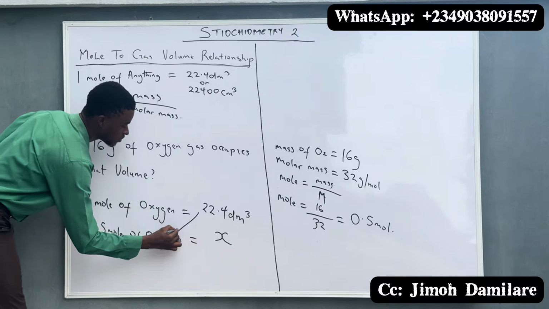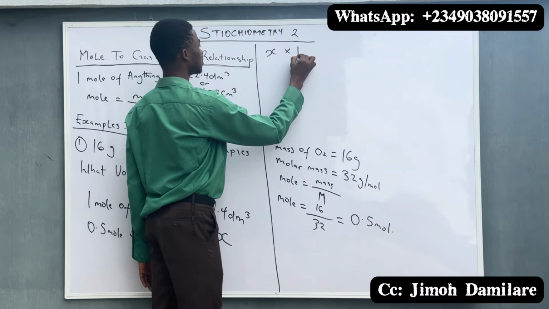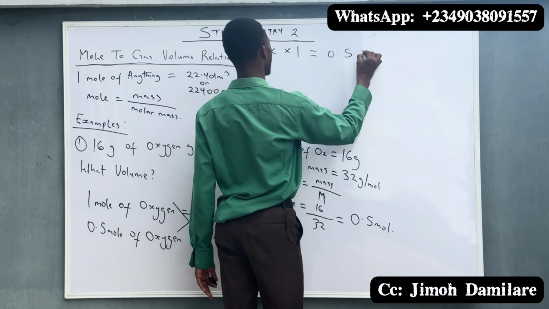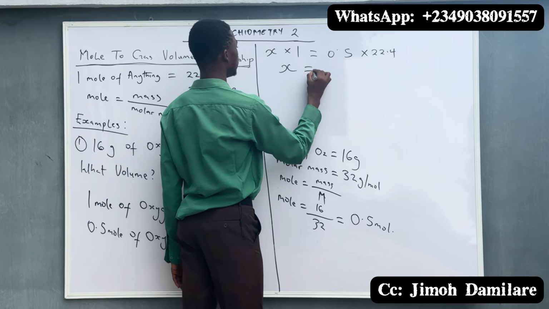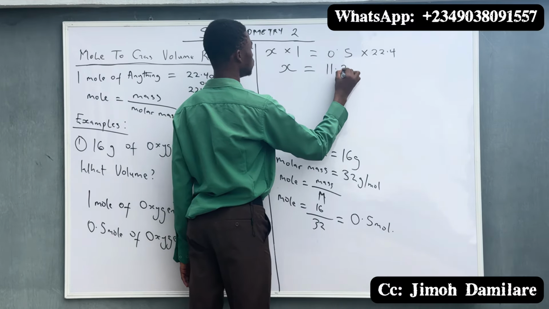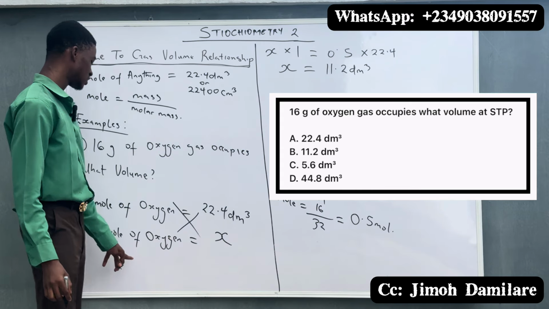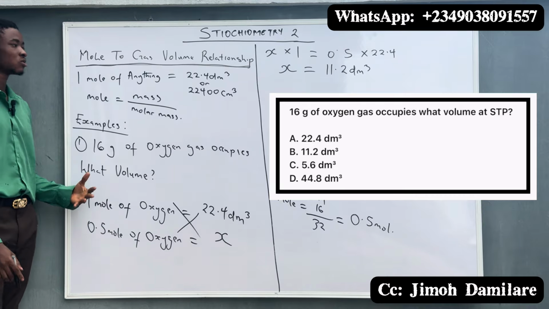So we can now cross multiply in this case. We can now say x multiplied by 1 is equal to 0.5 multiplied by 22.4 dm cube. So our x, which is the volume, will be equal to 11.2 dm cube. So option B is correct for this kind of question. You can see 11.2 is correct. And this is how you solve questions of this type.